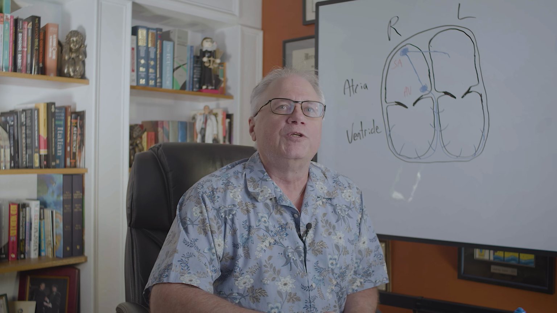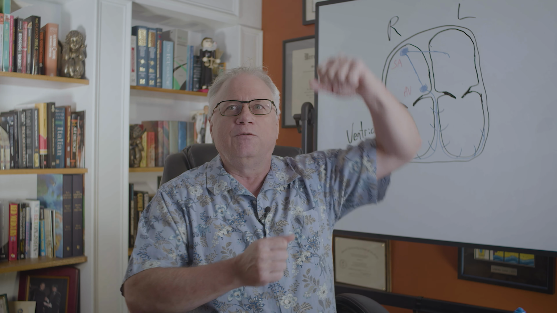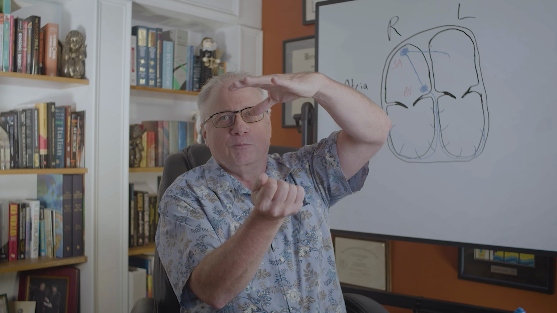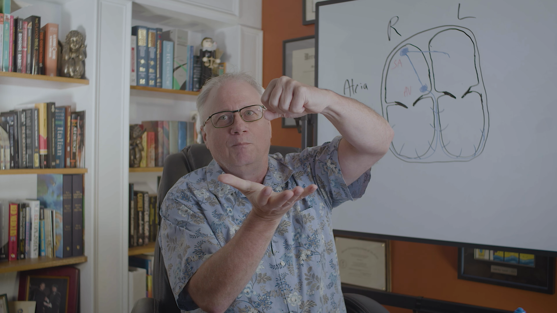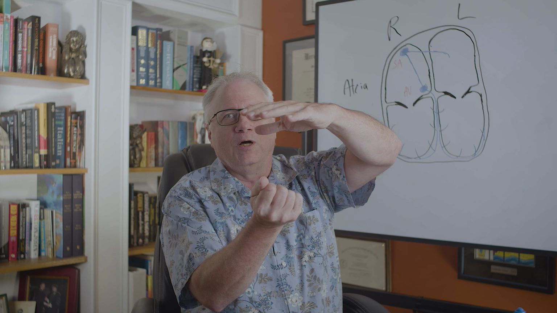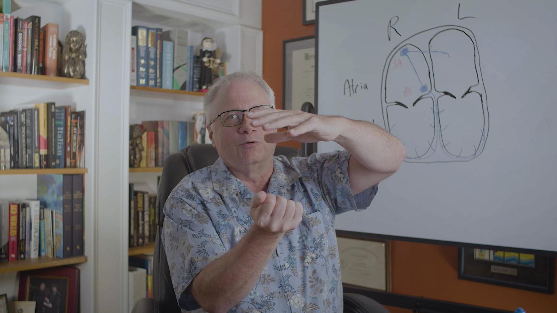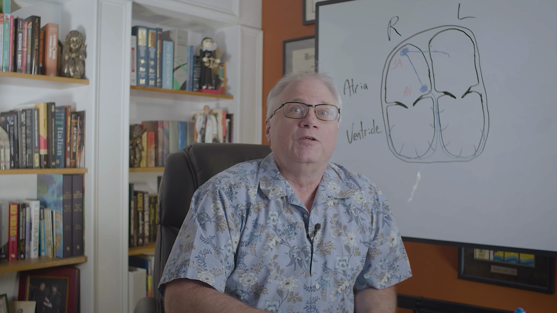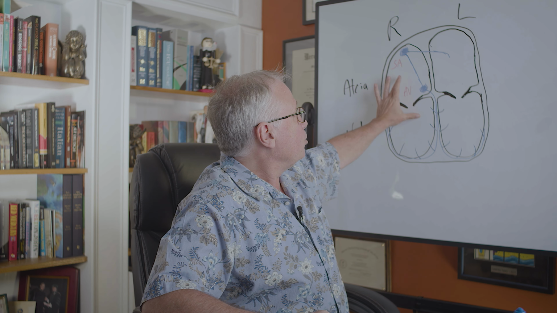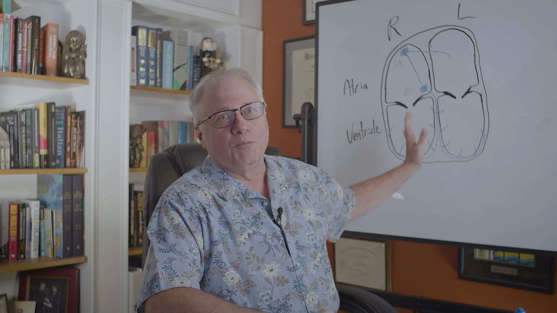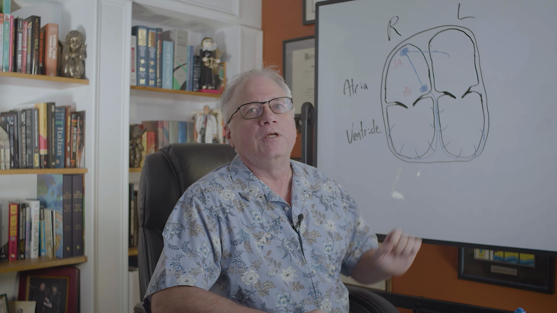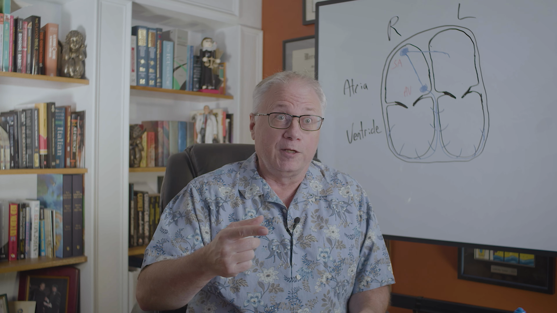So this normally stays synchronized. We have the top part of the heart squeezes, then the bottom part of the heart squeezes. Top, bottom, atria, ventricle, atria, ventricle. So that's how things are supposed to happen. And so the right side of your heart is pumping blood through your lungs, whereas the left side of your heart is pumping blood to the rest of your body.